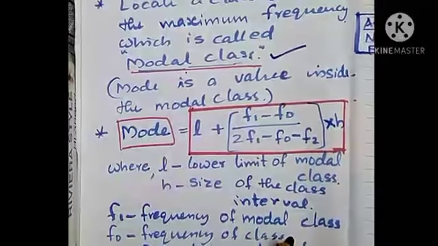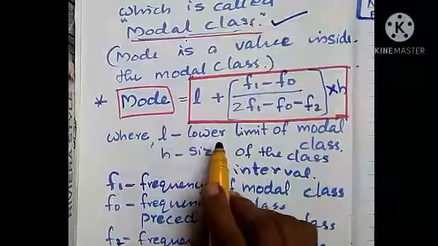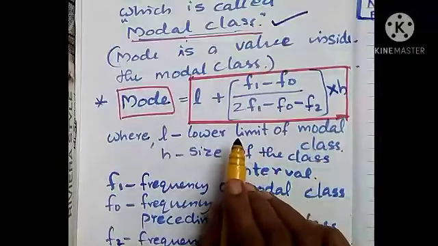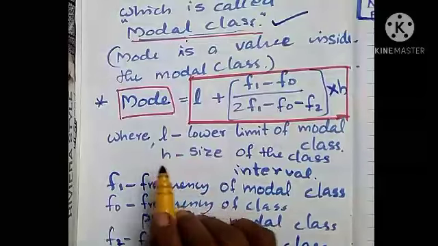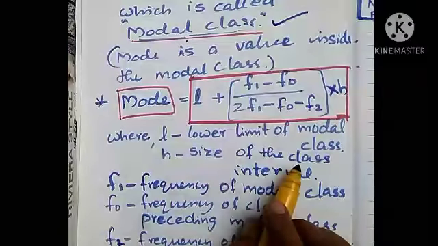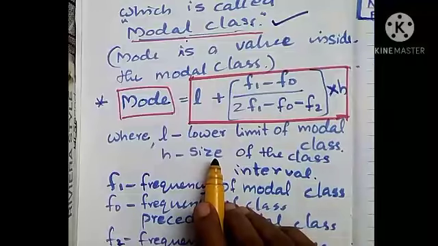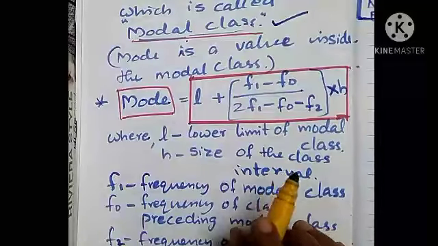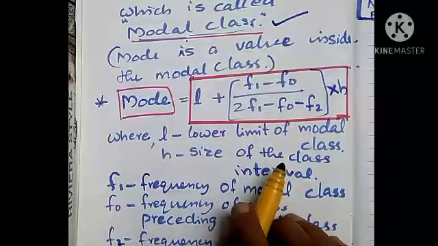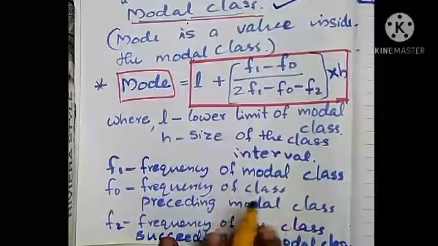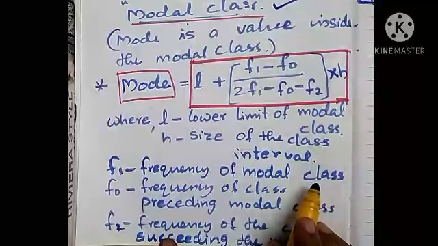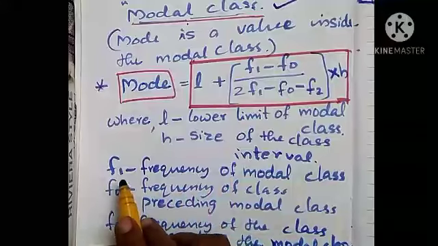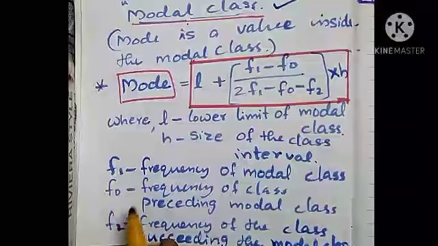Now, what is L? L is the lower limit of the modal class. In the first step, we have selected a modal class, so the lower limit we select as L. Then H. H means size of the class or width of the class. How can we find the size of the class? Upper limit minus lower limit. Next, F1. Frequency of the modal class is F1. You know that for the modal class the maximum frequency will be there, so that maximum frequency you select as F1. Then F0.